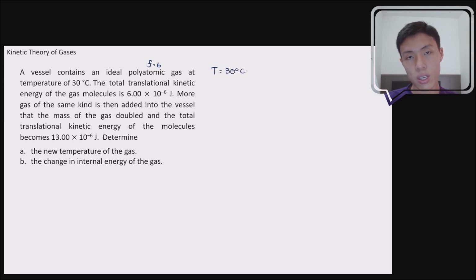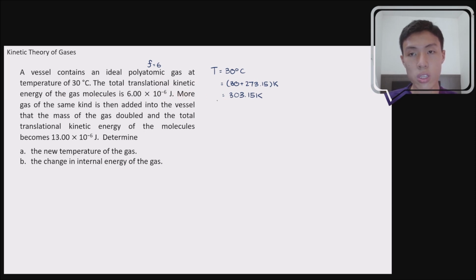We know that we are doing anything in chapter 9 here, the degree Celsius must be converted into Kelvin. So let's just immediately change it to Kelvin, add 273.15. Then it can be converted to Kelvin. This is 303.15 Kelvin. Okay, so in this situation, the total translational kinetic energy of the gas molecules is 6.00 times 10 to the power negative 6 joule.